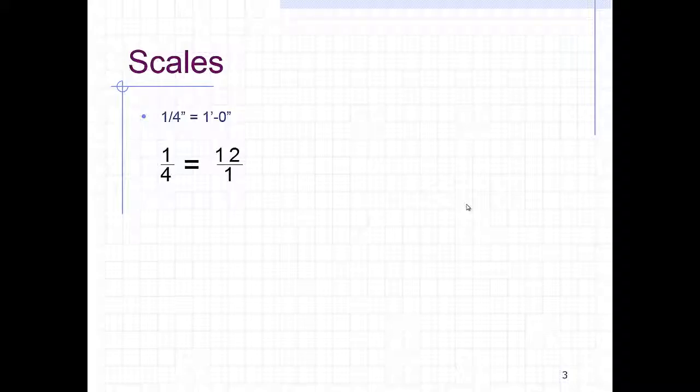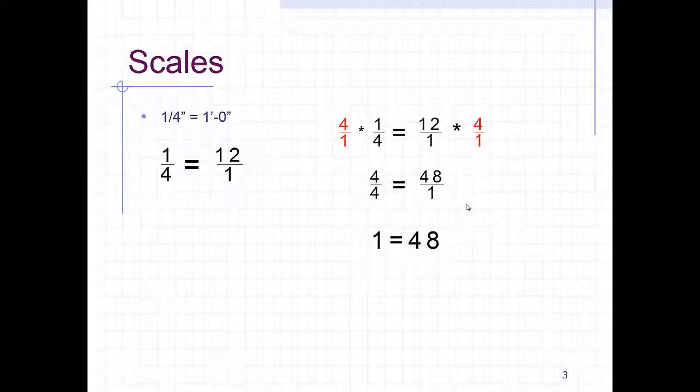So taking a look exactly what a 1/4 inch equals a foot means. First thing I want to do is figure out the scale factor. So if I have a 1/4 inch equals a foot, that's basically the same thing as saying a 1/4 of an inch equals 12 inches. And I want to get a 1 on the left side, so that way I can have a 1 to something ratio. So I'm basically going to take both sides times 4. That will give me a 1 on the left side, and then a 48 on the right side. So that gives me a scale factor of 48.